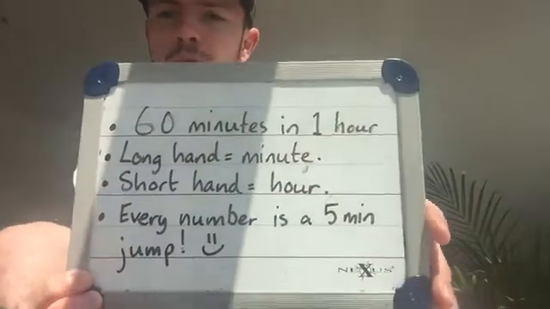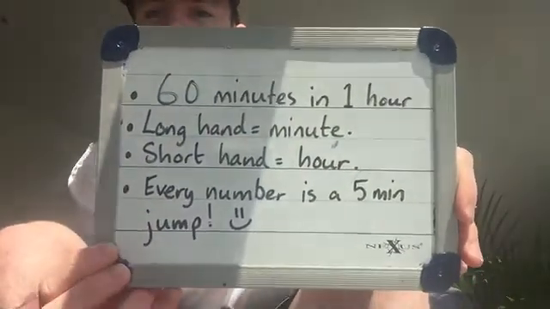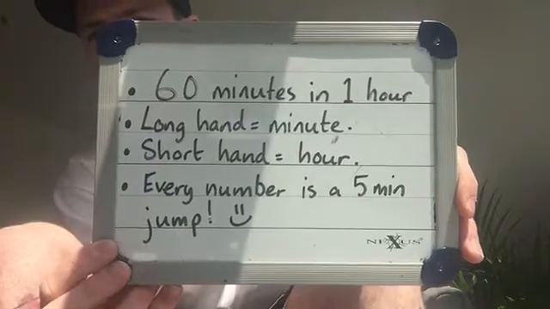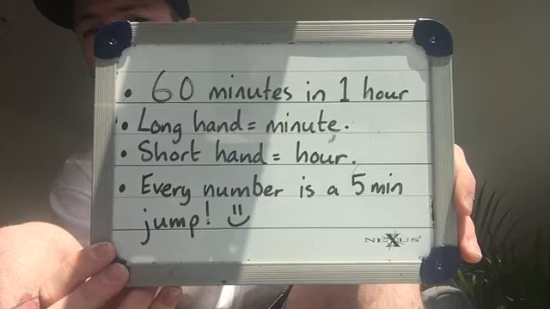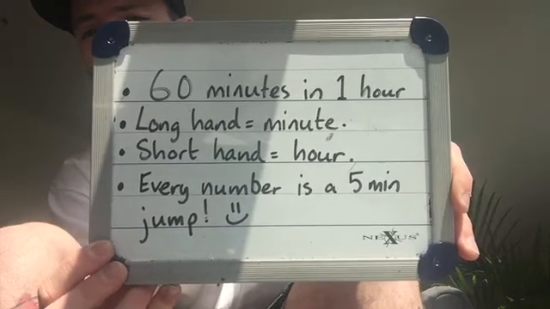A couple of things worth noting from that video, I've written them down for you. There are 60 minutes in 1 hour. The long hand is the minute hand. The short hand is the hour hand. And for every number, that's a 5-minute jump.